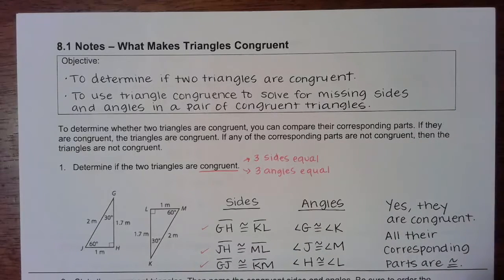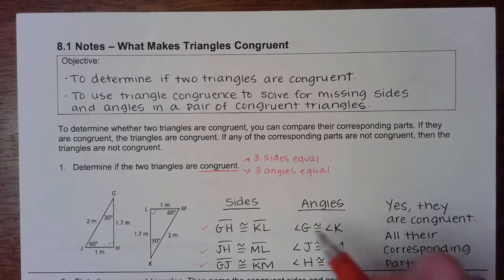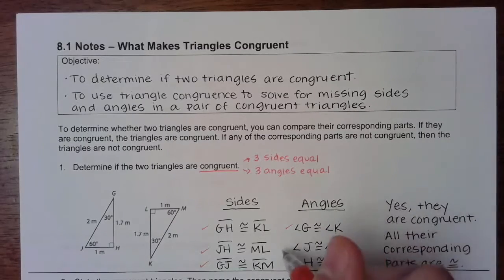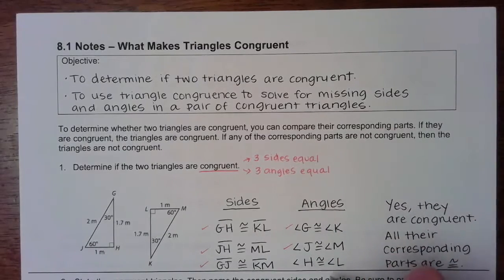And then you check the angles. G and K are both 30 degrees. J and M are both 60 degrees. And lastly, H and L are both 90 degrees. So you can conclude that the triangles are congruent because all of their corresponding parts are congruent.